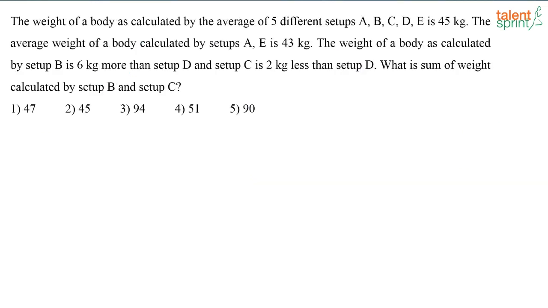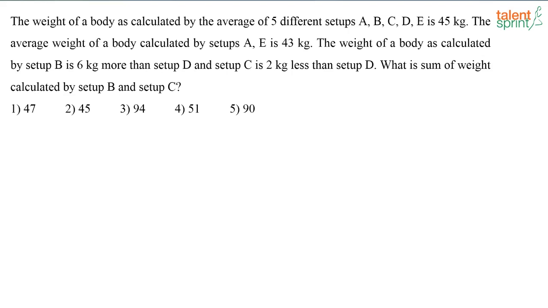Next one. The weight of a body as calculated by the average of 5 different setups A, B, C, D and E is 45 kg. The average weight of a body calculated by setups A and E is 43 kg. The weight of a body as calculated by setup B is 6 more than setup D, and setup C is 2 less than setup D. What is the sum of weight calculated by setups B and C?